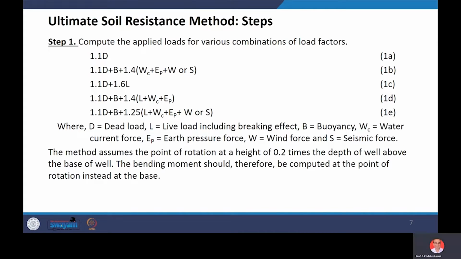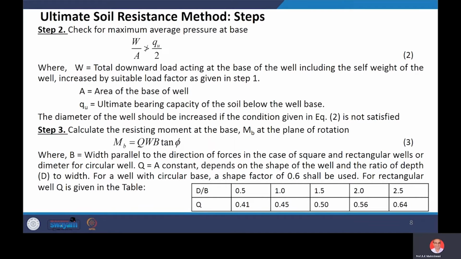So continue with that. Step 2 is here. The first step needs to be applied in step 2. Once you have calculated the loads, then the maximum average pressure at the base, which is the total downward load acting at the base of the well, including the self weight of the well, increased by suitable load factors as discussed in step 1. Once you know the value of W, it should be divided by the area of the base of the well. So you get the pressure at the base, and this pressure Q should not be greater than QU by 2.